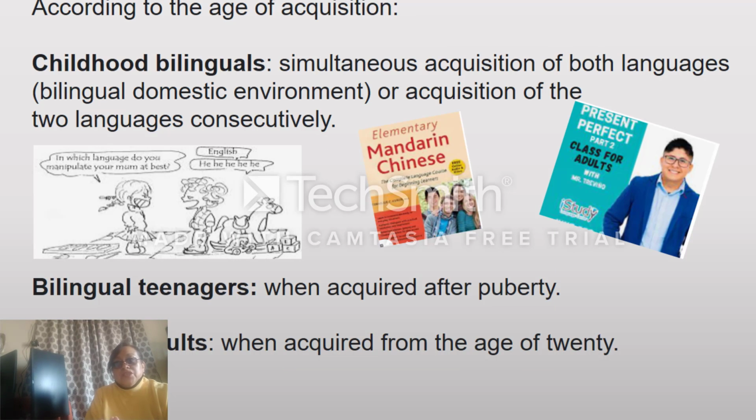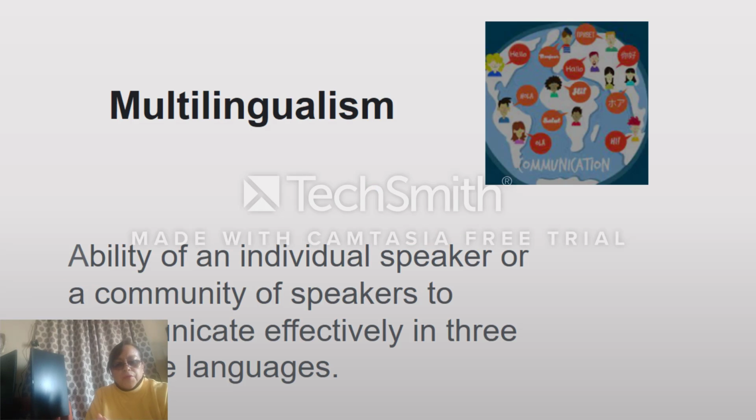According to the age of acquisition, we have childhood bilinguals, kids, and teenage bilinguals, who acquire the language after puberty, and we have adult bilinguals. We have many programs in the United States which help adults in high school, the ESL program, that helps them to get the second language.